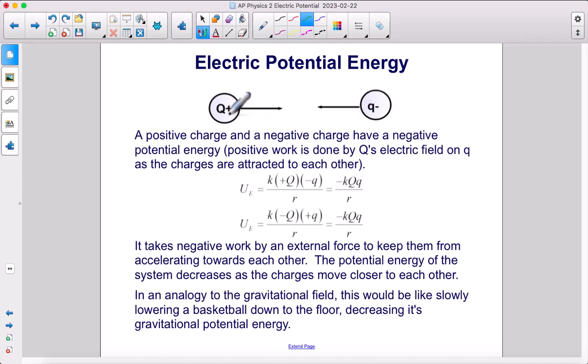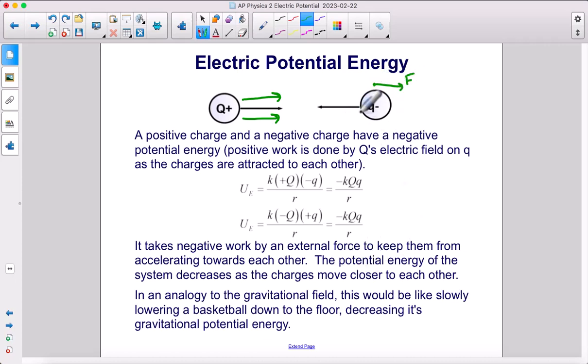They want to go towards each other, so the field here is in this direction, but this is a negative charge. So this is actually moving the way it wants to move. And therefore, the external force has to be acting on it the other way to keep it from accelerating too quickly. If we want it to go at a constant velocity, let's say, the external force has to push to the right.